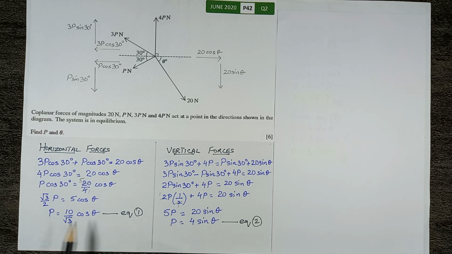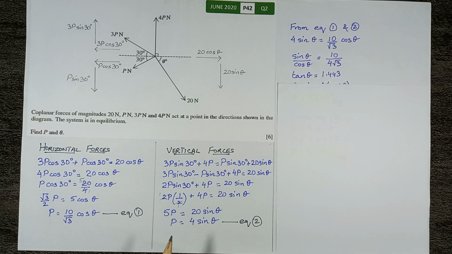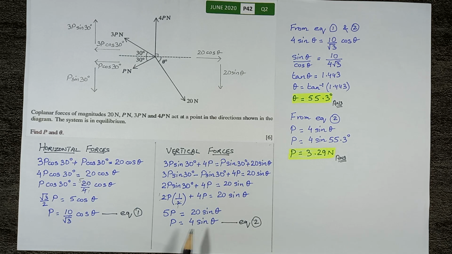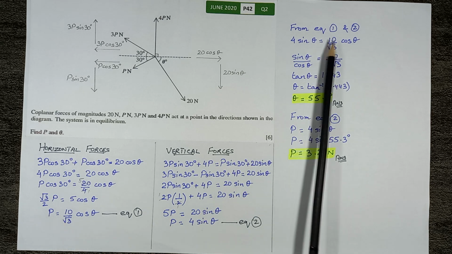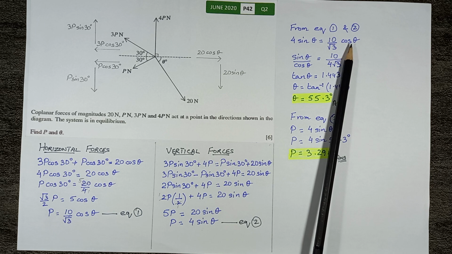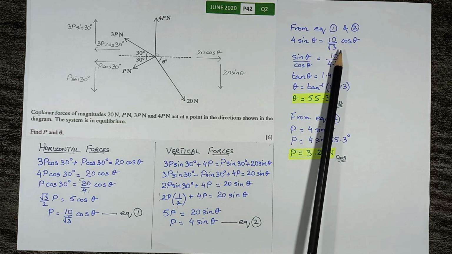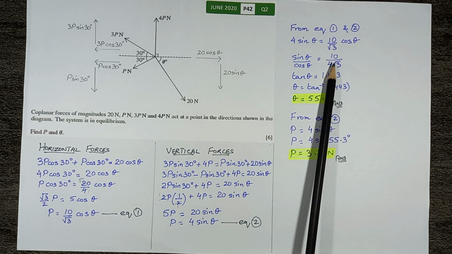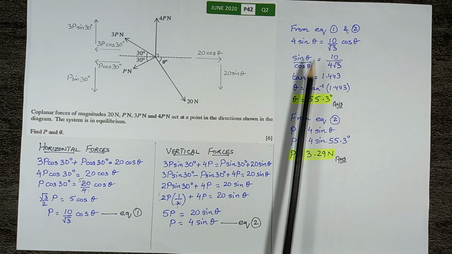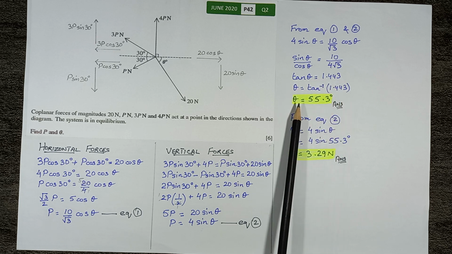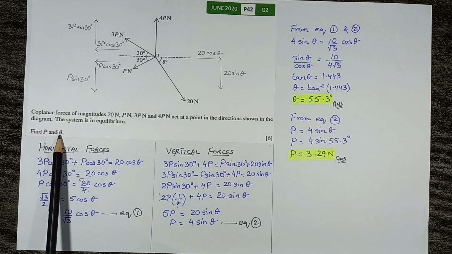So we could easily equate both of them because both are in the form of P, as you can see over here. So we can write that 4 sine theta is equal to 10 upon root 3 cos theta. Now for sine theta over here, just divide by cos theta, divide by 4 below, and multiply by root 3. So we get 10 upon 4 root 3, and sine upon cos would be tan theta. The value of 10 upon 4 root 3 would be 1.443, taking the tan inverse of this, and finally we have found the angle which was asked in the question.